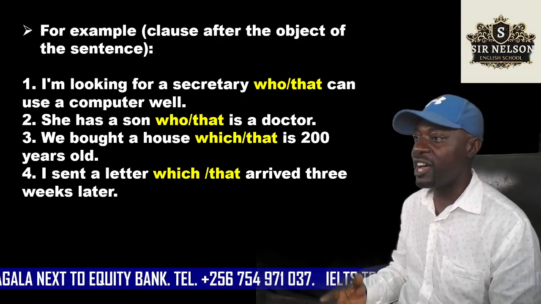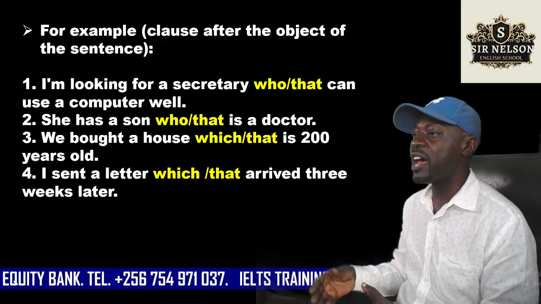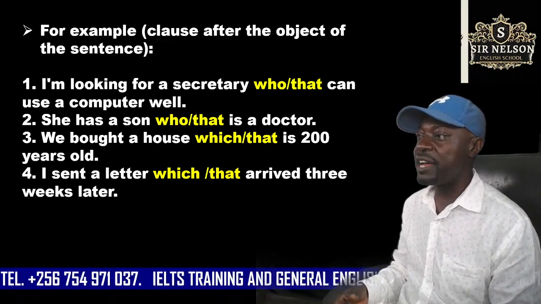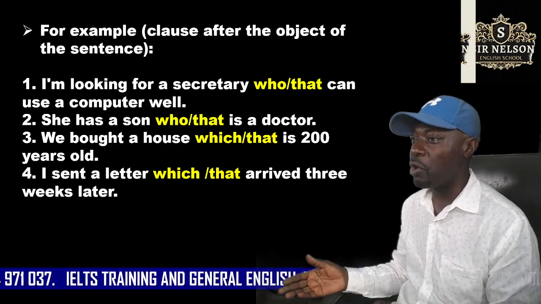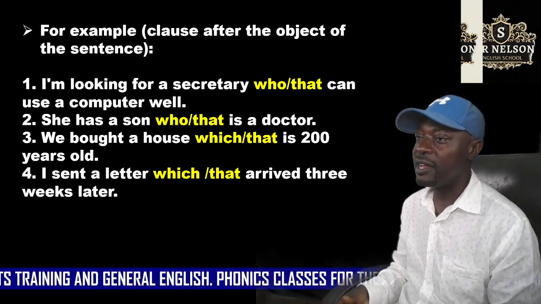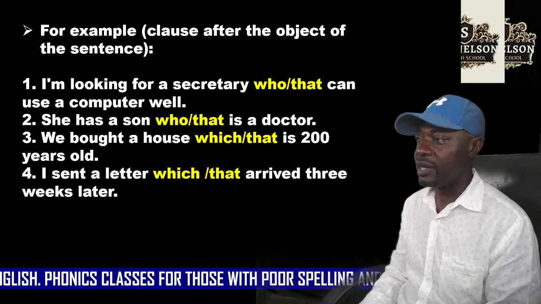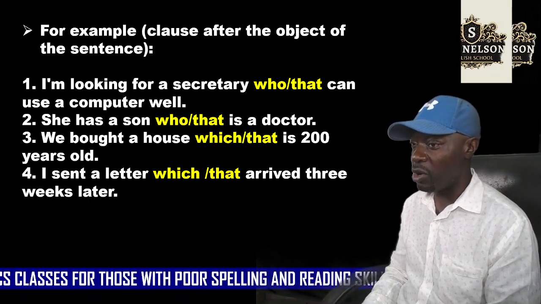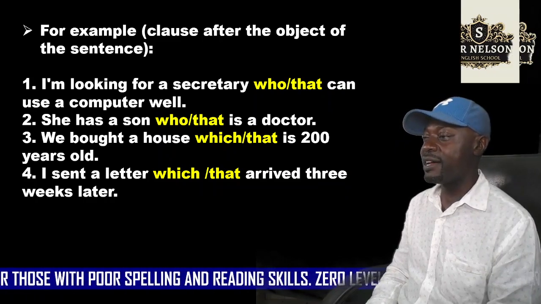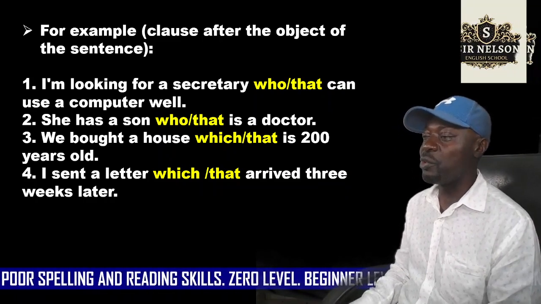Number two, she has a son who is a doctor. Which son? Who is a doctor? We don't need a comma. We are defining a son. We bought a house which is 200 years old. I sent a letter which arrived 3 weeks later.